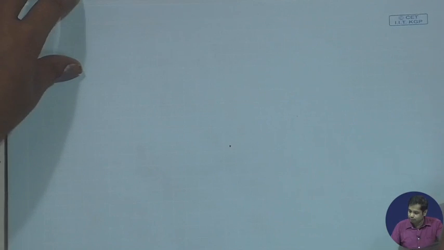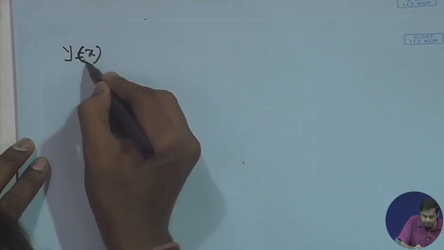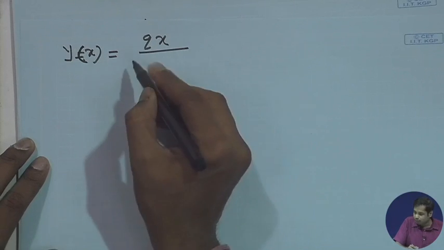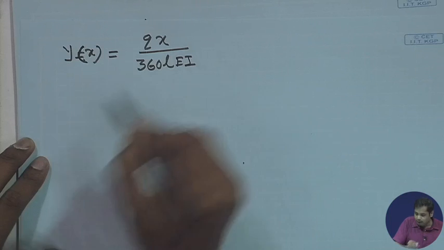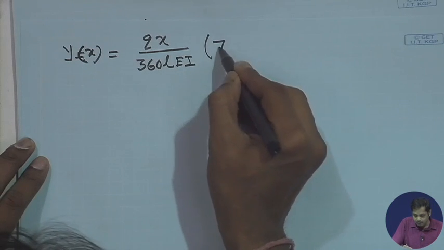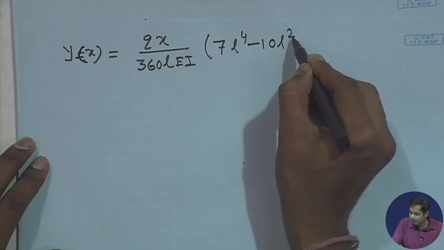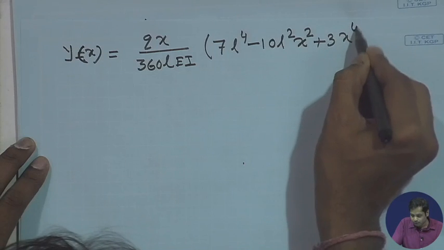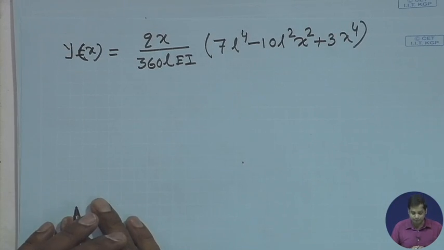the final expression of y we get as this. Let's write y as a function of x. y as a function of x is equal to qx/(360 L EI) times (7L^4 minus 10L^2x^2 plus 3x^4). So, this is the expression of y as a function of x.